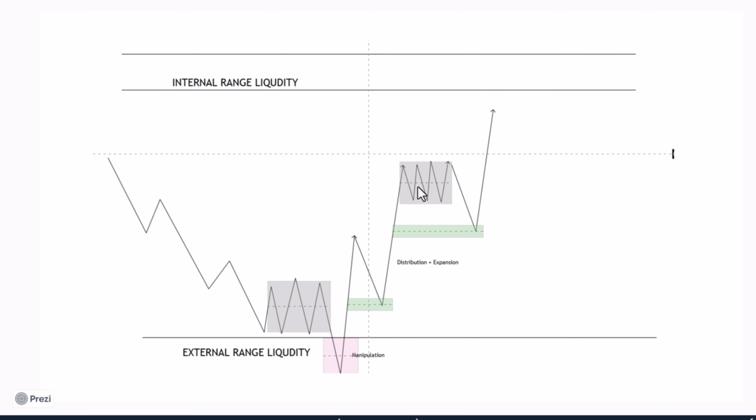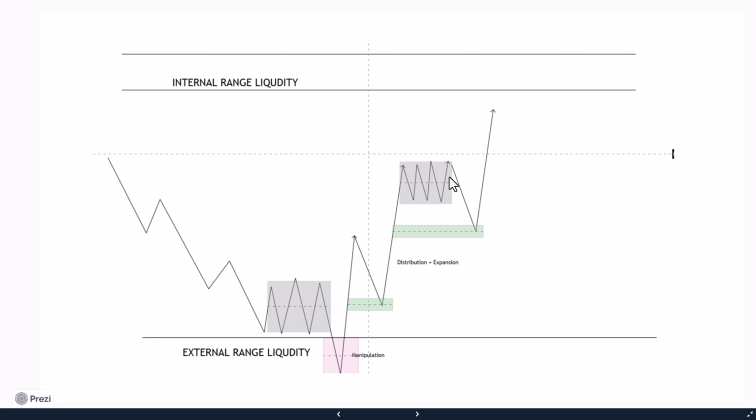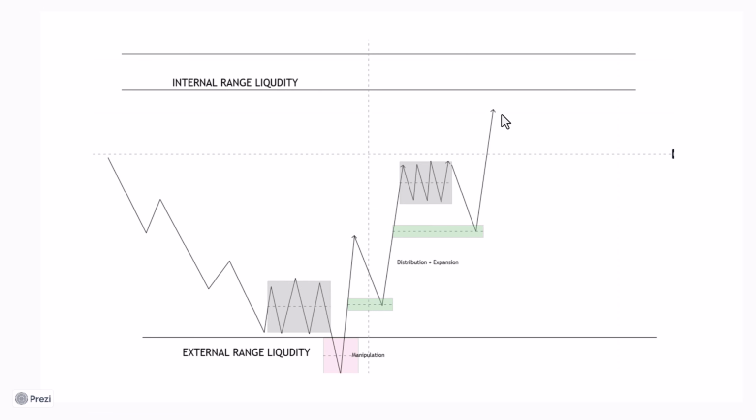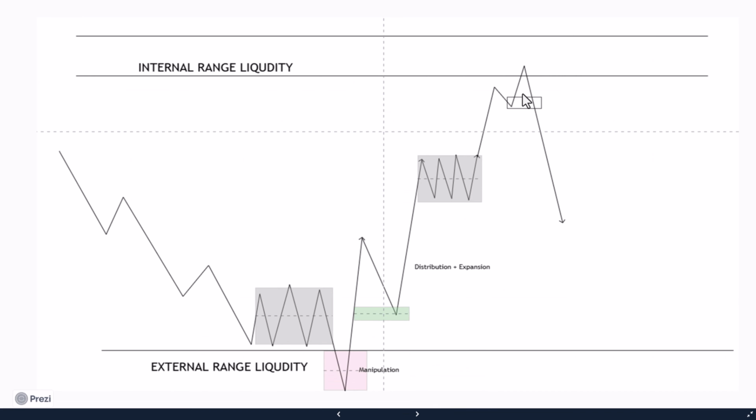How is it an AMD? We have consolidation, retracement, and we have expansion, which is distribution. Now, when you see price expanding, we should know that price can consolidate, price can retrace, or price can reverse. Let's see what will happen next. We see price creating a reversal. How is it a reversal? Because we see price coming into an institutional reference point, which is internal range liquidity.